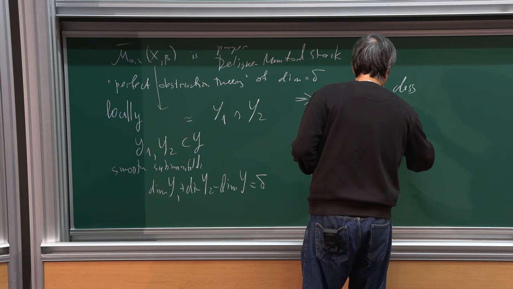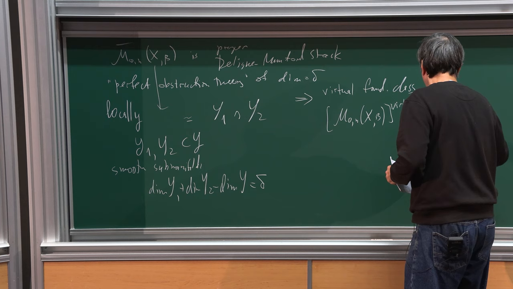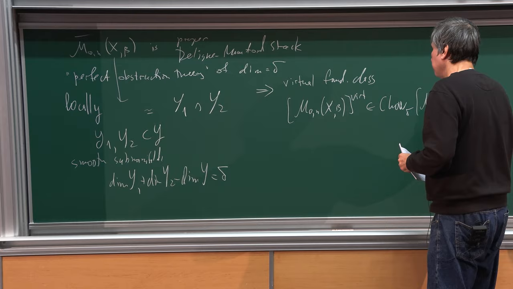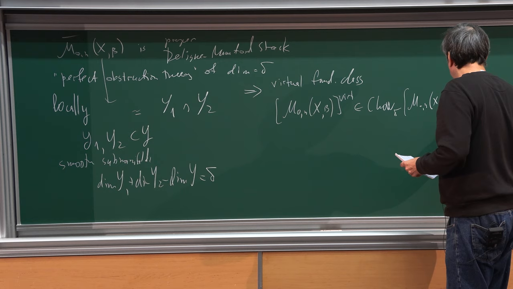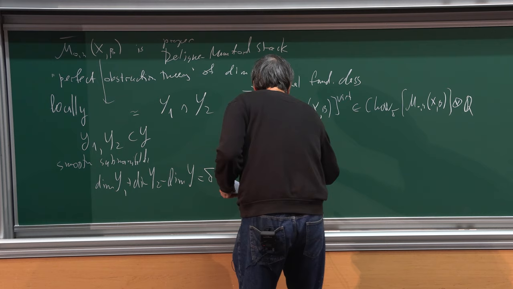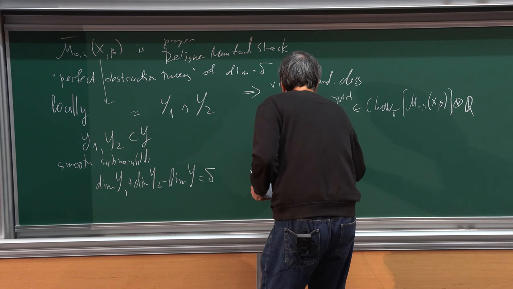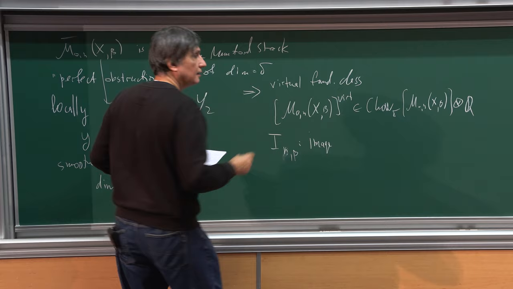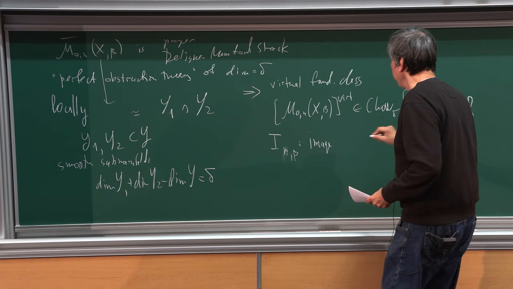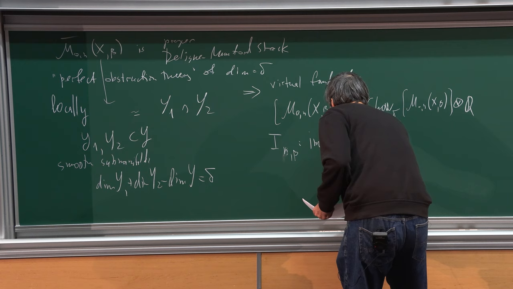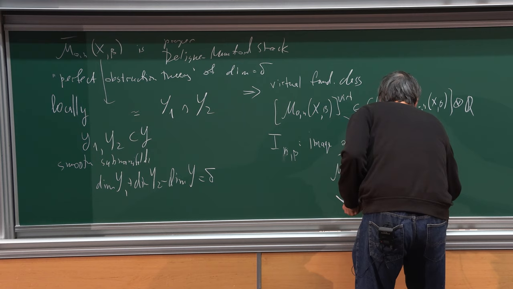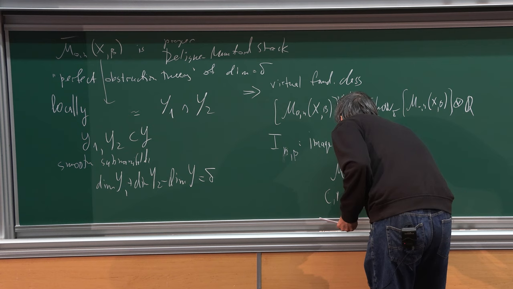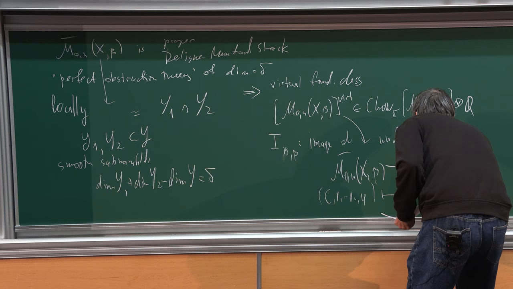The virtual class belongs to the Chow group with index delta of these things, where you treat it as a stack or coarse variety with rational coefficients, and then consider the direct image. It's also a separated Deligne-Mumford stack, proper, yes, so there is a coarse moduli space. The image of this under the natural evaluation map, where you get a curve and marked points and map phi, goes to the images of the marked points.